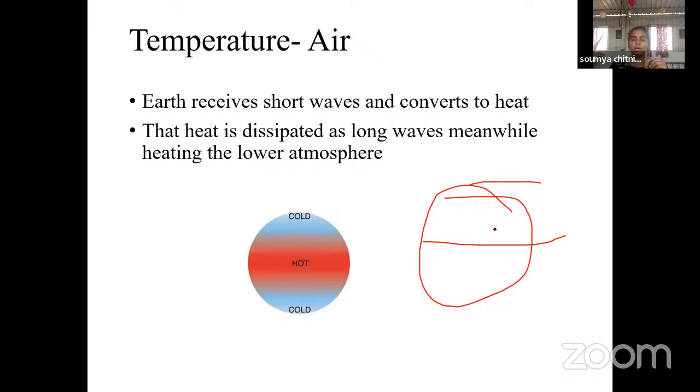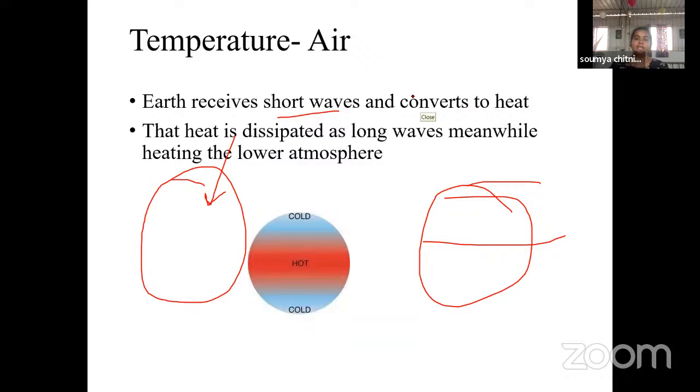Whenever there is receiving of solar radiation, the solar radiation is received as short waves, and the earth absorbs these short waves, and this absorbed heat is reflected back as long waves.